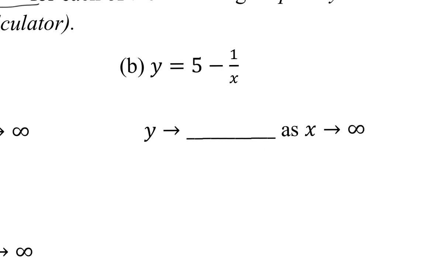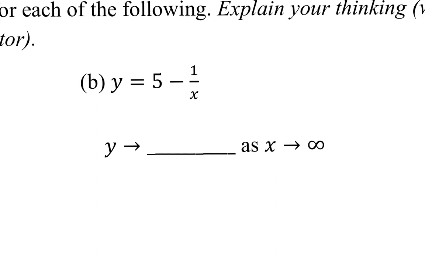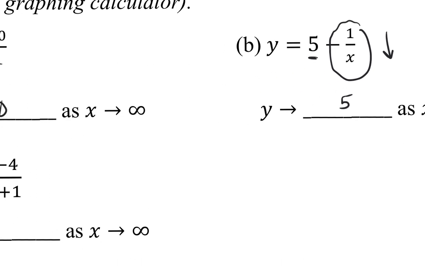Now our next question, b, is pretty similar. We're looking at 5 minus 1 over x. As x is getting really large, this part is going to keep decreasing. So 1 divided by larger and larger numbers is eventually going to become pretty close to 0. So y is approaching the value of 5, because that part goes away. All we're left with is that 5. 5 is not being impacted by any values of x.